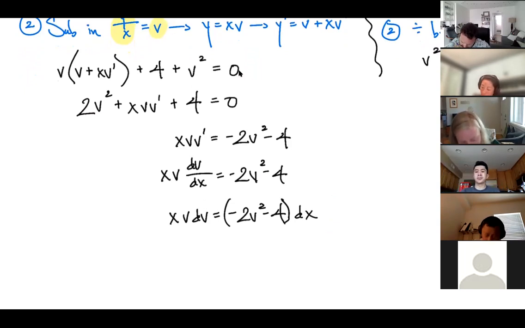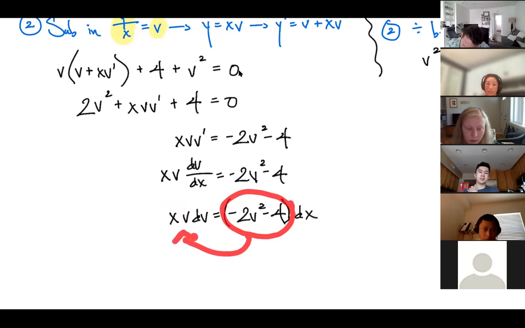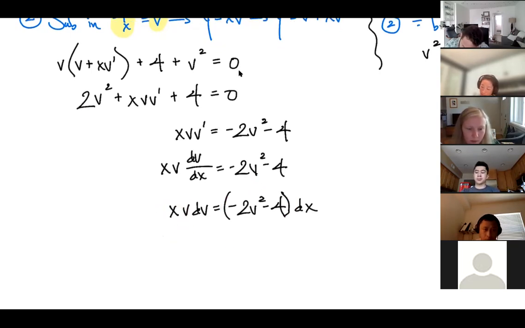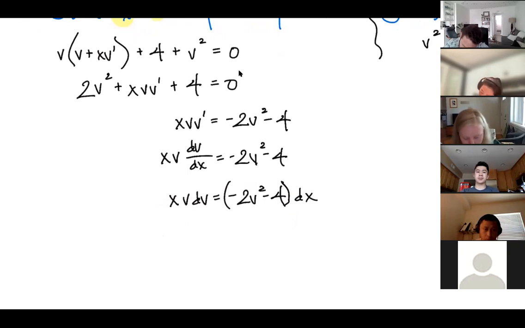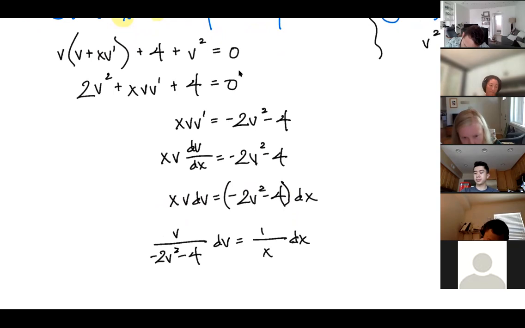A little bit more manipulation. I'm going to divide both sides by the x so that I can get all my x dx's on the right-hand side. I'm also going to divide both sides by this negative 2v squared minus 4 so I can get all my v dv's on the left-hand side. And so what do we end up with? V over negative 2v squared minus 4 dv equals 1 over x dx.